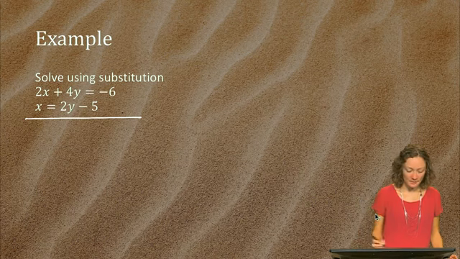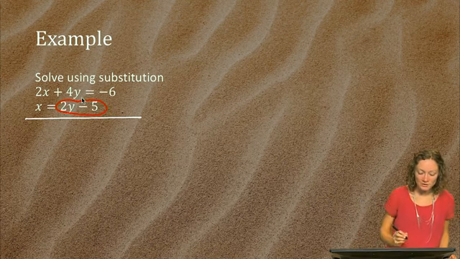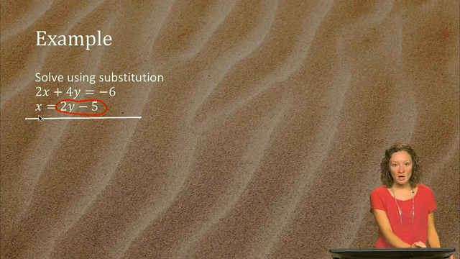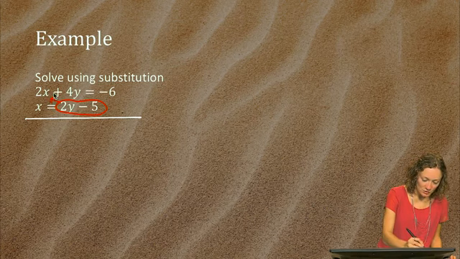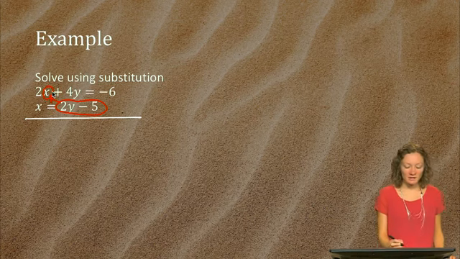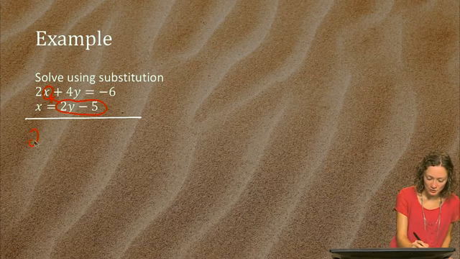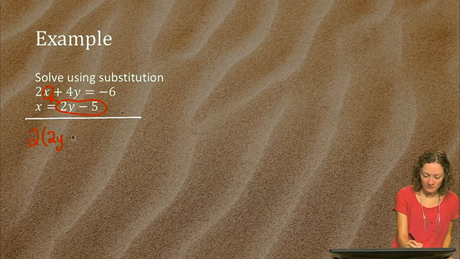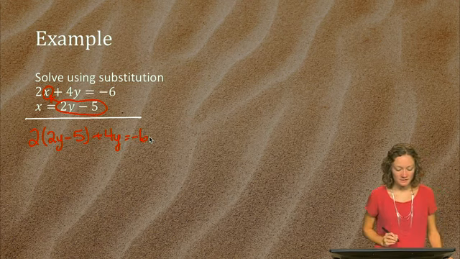Then the second step is to take what we have solved and plug it into the other equation. So if we know x is equal to 2y minus 5, we can take 2y minus 5 and plug it in to x in the other equation. So that would give us 2 times, instead of x, 2y minus 5, plus 4y equals -6.